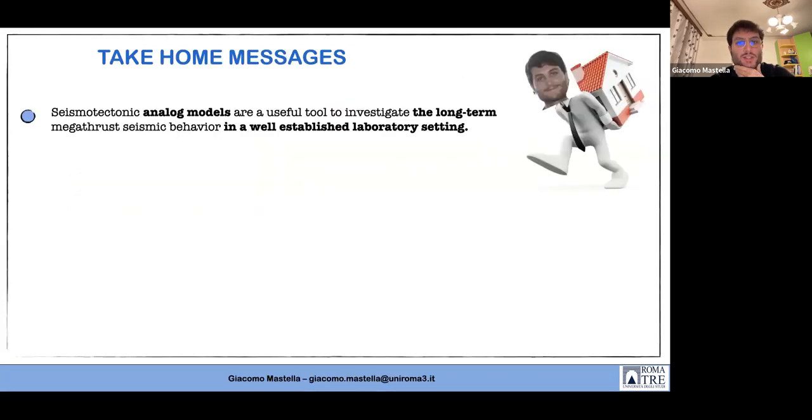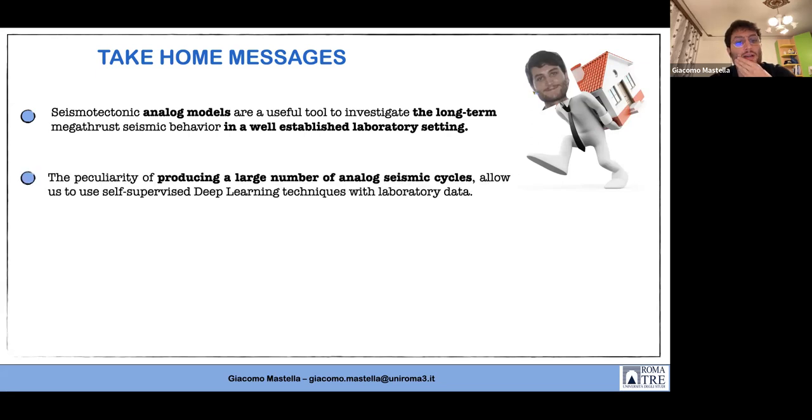So, take-home message, and I am almost finished. I hope that I convinced you that seismotectonic analog models are a very useful tool to investigate the long-term megathrust seismic behavior. And the peculiarity of producing a large number of analog seismic cycles allows us to use deep learning techniques with this kind of laboratory data that we can produce.